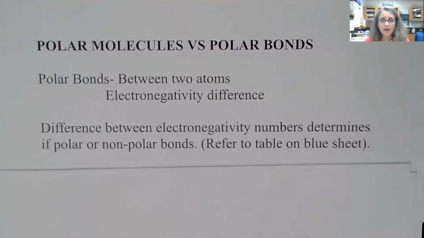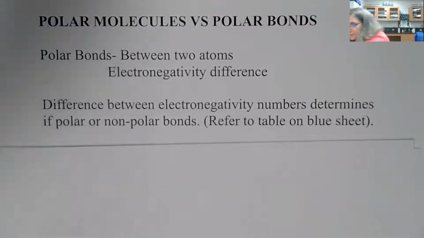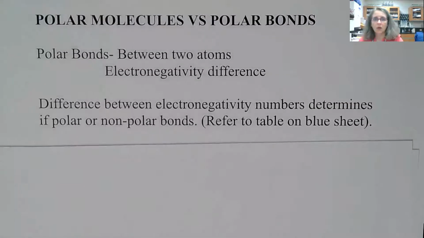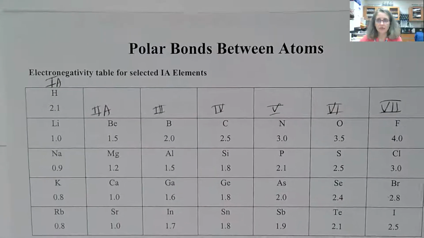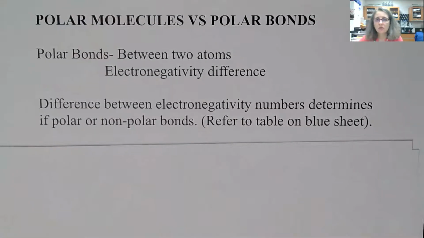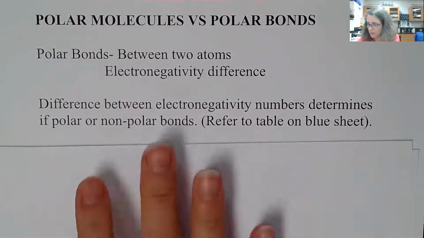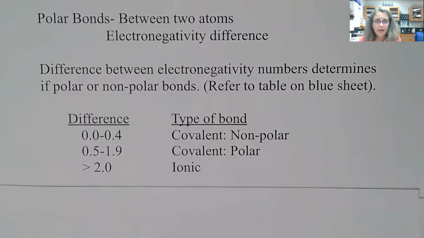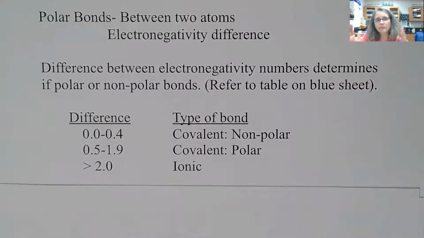Again, the table that you will always have available to you is this electronegativity table. When you subtract those two numbers, that's going to determine if it's a polar or non-polar bond. Your table has those ranges, and these are just general ranges that we are going to be using to determine if it's non-polar or polar.